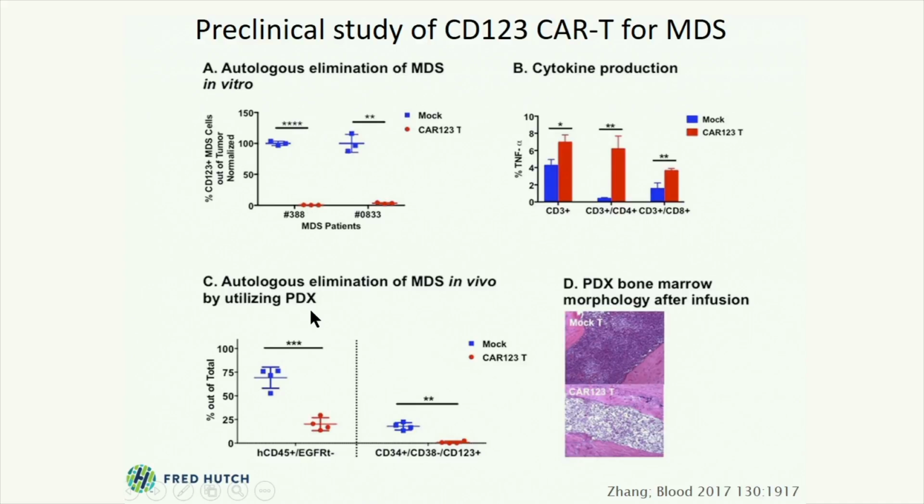When you compare this in a PDX mouse model, the same thing happens, where in comparison to the mock, you have a dramatic drop in your CD123 MDS tumor cells. And when you take that same PDX mouse and look at the marrow, you have emptying of the marrow MDS cells. But this is a preclinical study. These are cultured cells and a mouse PDX model.